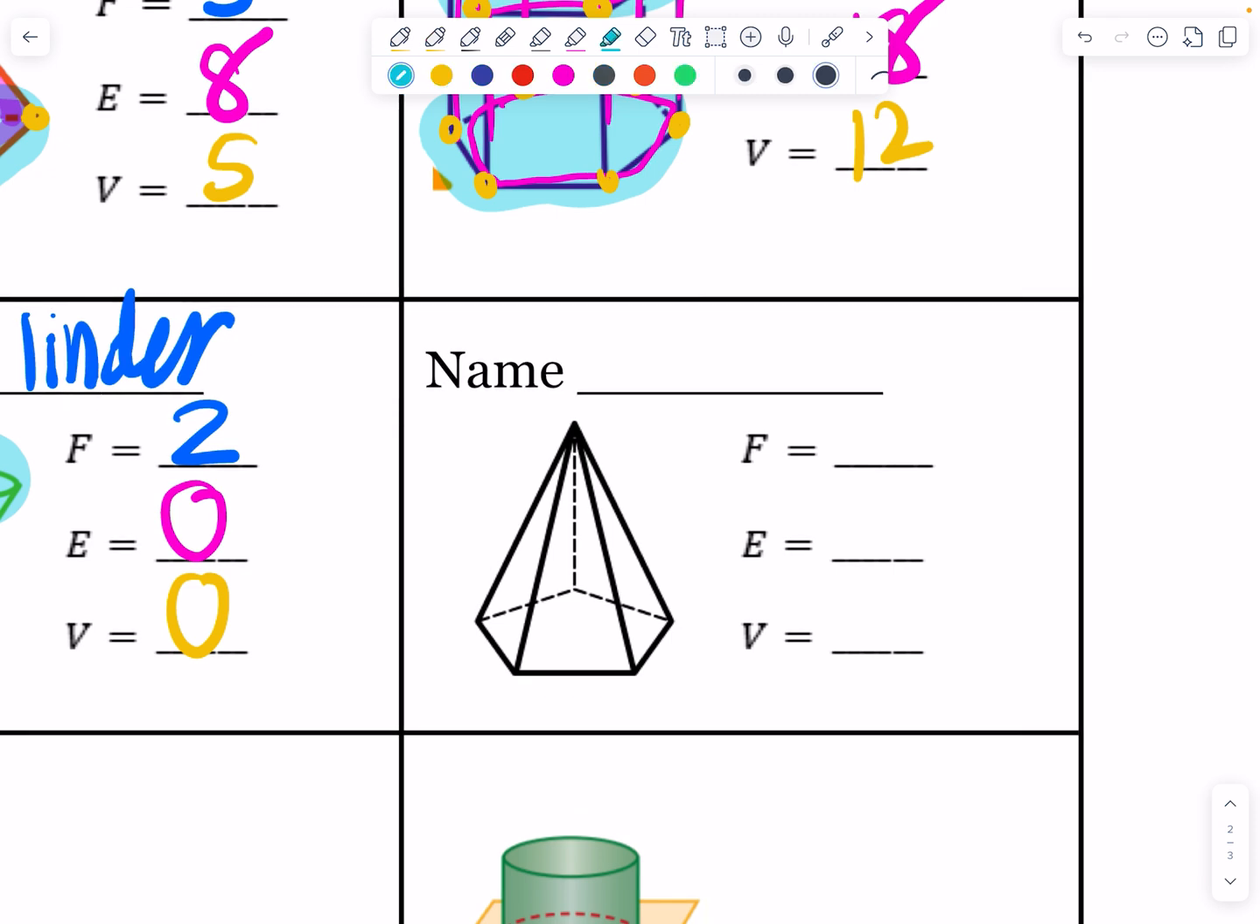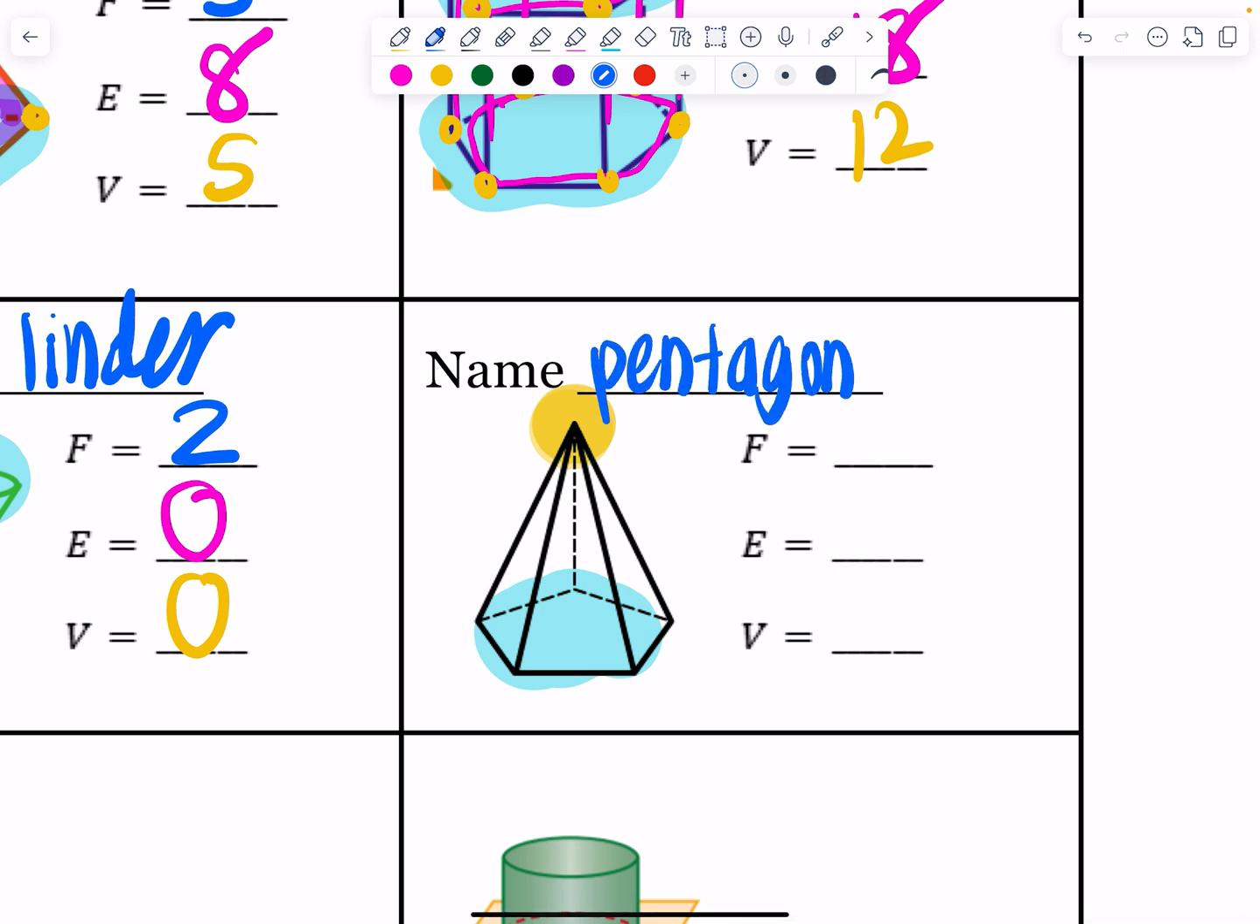Well, this is a pyramid. How do I know? Because it comes to a point. The pyramids come to a point. Really easy way to remember that. Well, what shape is the base? The base is going to be a pentagon because it has 5 sides. So we call that a pentagonal pyramid. If you called it a pentagon pyramid, that's totally fine for today.